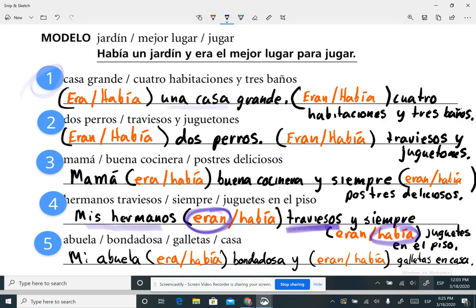So hopefully this is helping you out, starting to get a little bit clear. Our last one, we're saying mi abuela, my grandmother, was kind, and there were cookies in her house, right? So the cookies is what existed. So use the existed form here. And in the next one, we're saying what she was like. She was kind. So that should be our ser verb in the first part.